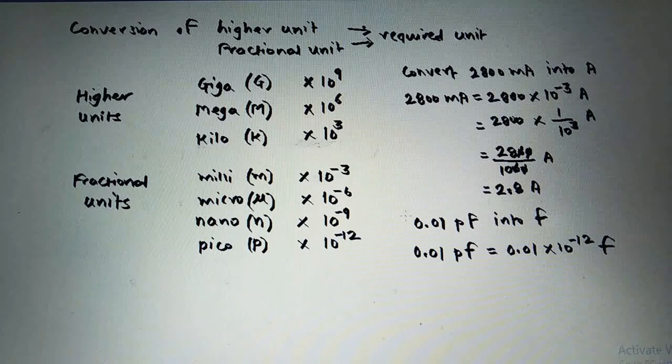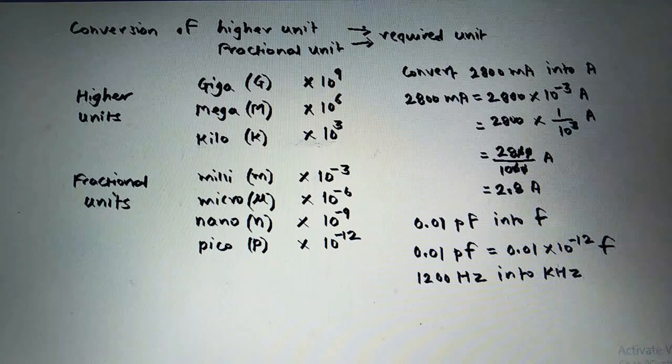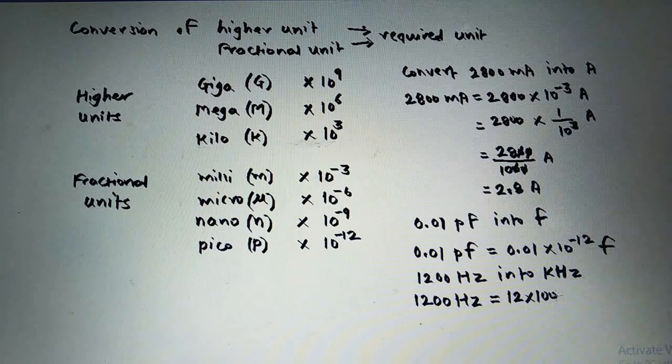Next example that we will take here, we have to convert the 1200 hertz into kilohertz. Now see here, to convert this 1200 hertz into kilohertz, we can write this as 12 into 100 hertz. Then we can write this as 1.2 into 10 into 100 hertz.